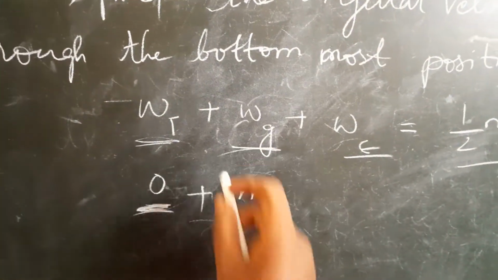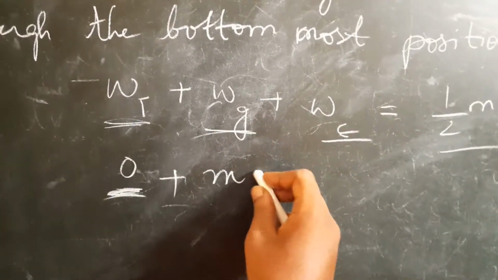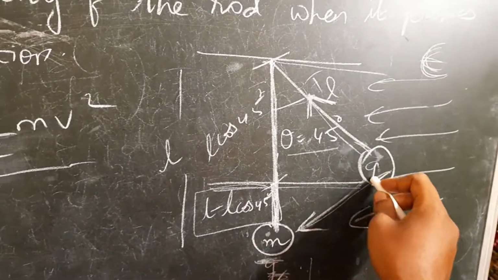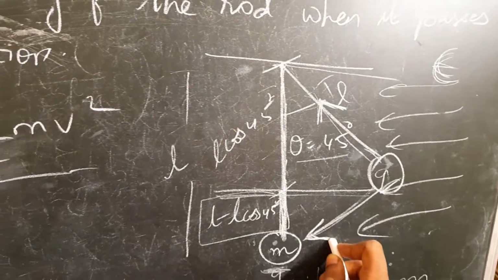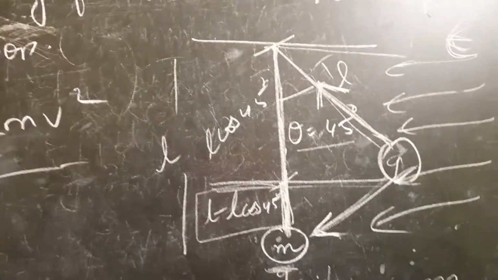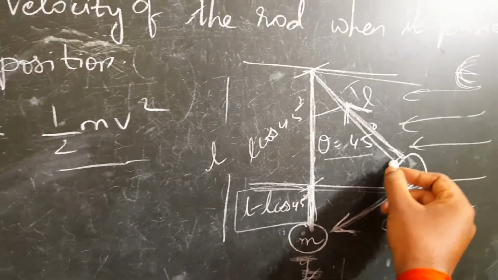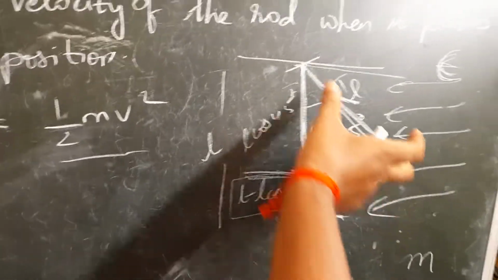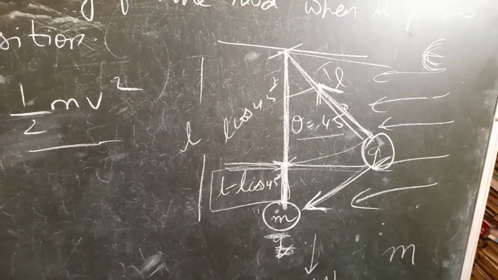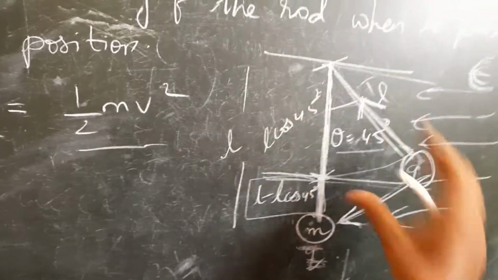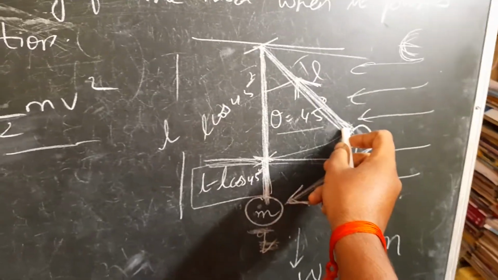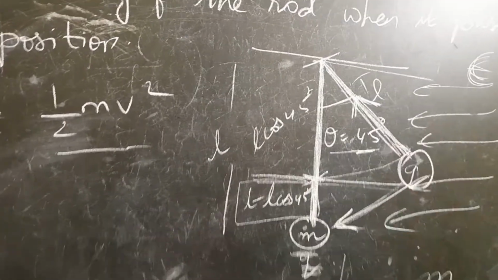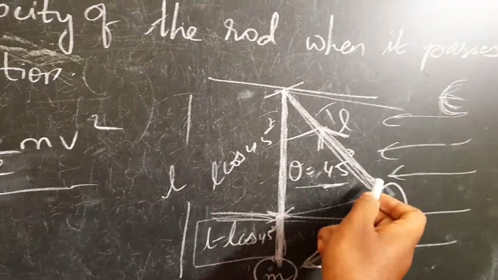When it comes to the gravitational work done, it is force into distance. So mg is the force, and the total length of the rod in the diagram is L. From this position to this position, the length L remains the same, and from here to here, as theta is 45 degrees, this will come as L cos 45, as this is the resultant and this is the horizontal component.